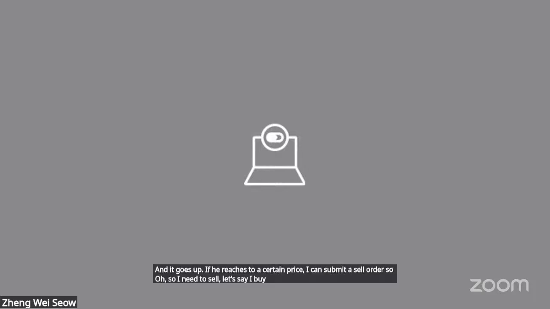One of them is OCO, one cancels the other. The other one is that you can submit another order. Let's say I trade SIA, and it goes up. If it reaches a certain price, I can submit a sell order. Let's say I buy 10 SIA, I'll submit a sell limit order at a lower price. So that's technically my stop loss. Once it hits that price level, the limit order will trigger and I sell the 10 that I hold.